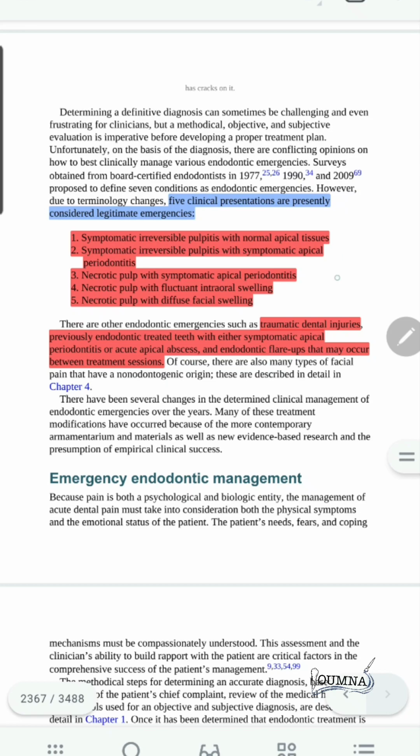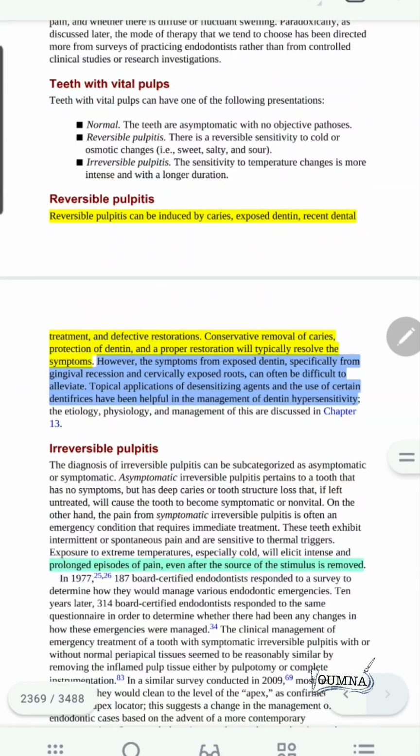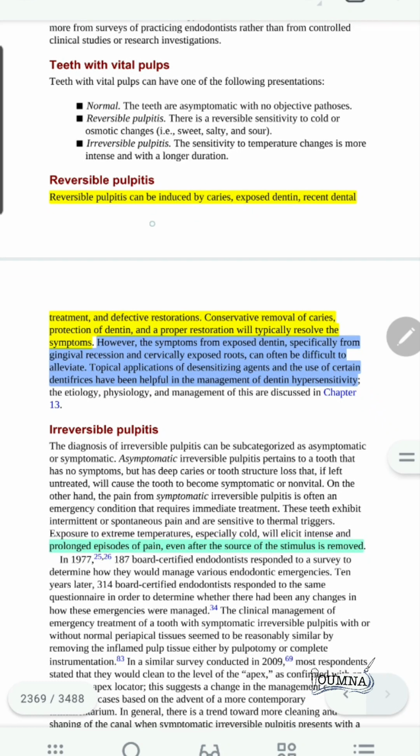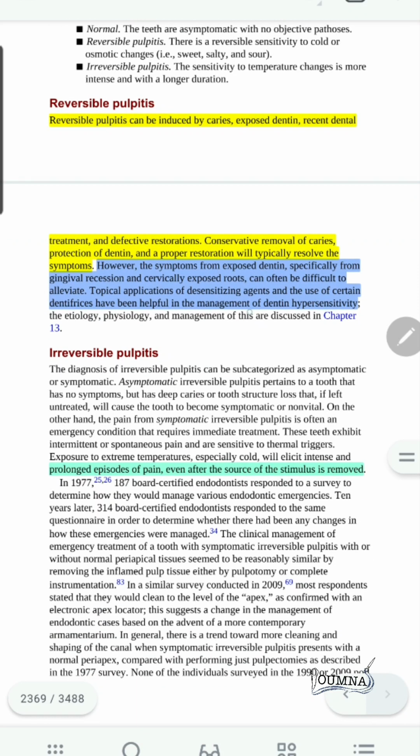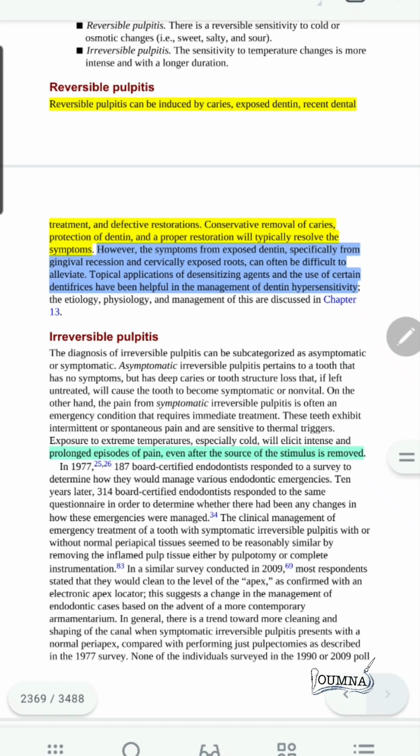the facial spaces swelling. For the reversible pulpitis, the cause of it may be caries, exposed dentin, recent dental treatment, or defective restorations. So the conservative removal of the caries, protection of the dentin, and proper restoration will typically resolve the symptoms. We can also apply desensitizing agents on the dentin to close the odontoblast tubules and to relieve the dentine hypersensitivity.